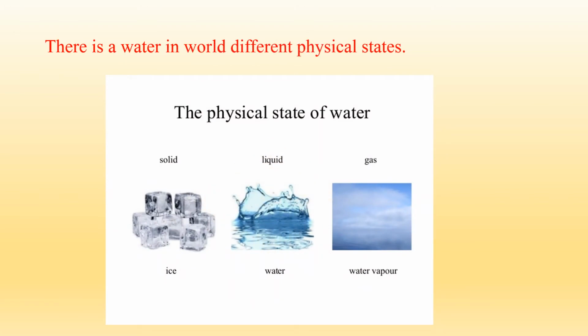Water exists in the world in different physical states. In this picture you can see the different physical states of water. First is solid water, which we call ice. Second is liquid water. Third is vapor, which is gas.